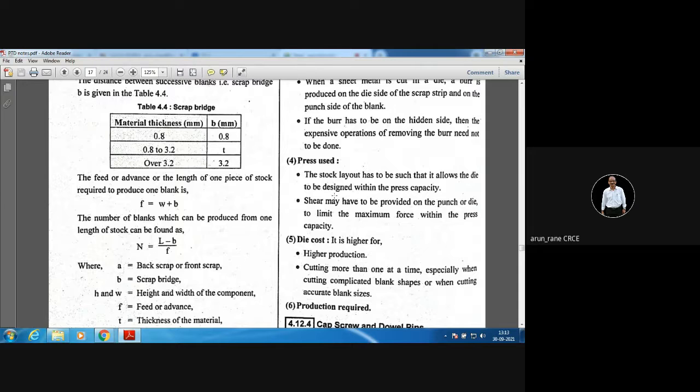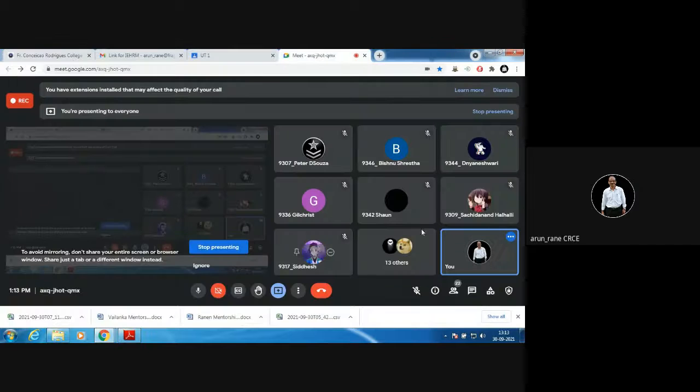So how much tonnage is that? 1000 Newtons is equal to how many tons? If the force is 1000 Newton, how much will be the tonnage? Please feel free, don't feel shy, be interactive. 1000 Newton is equal to how many tons? Okay, 1000 Newtons is equal to how many kg?